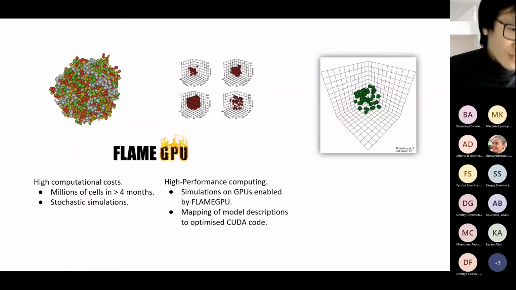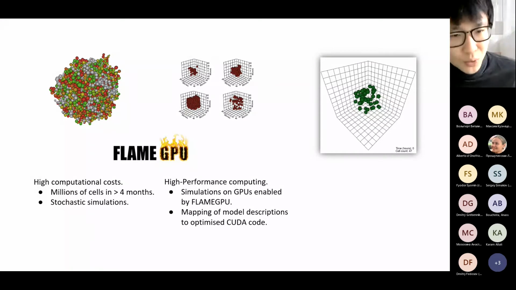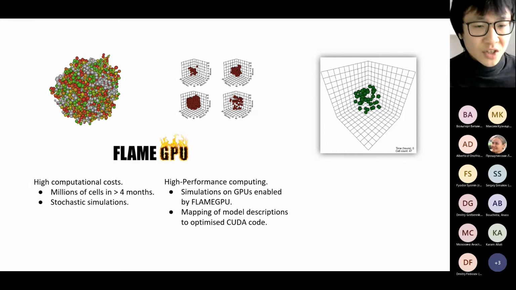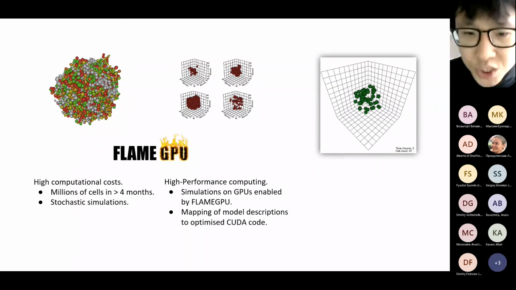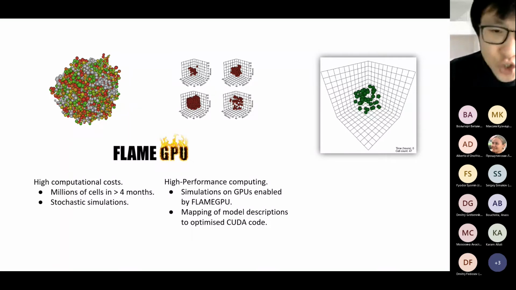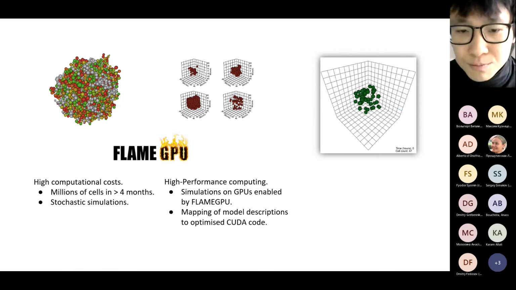So I know you may wonder, wow, I'm looking at millions of cells of agents, and I'm simulating their evolution in the course of 4 months. The model is stochastic, so I need to repeat the simulations over and over again. So it's so expensive. How did you do it, Ken? And I use high performance computing. I ran the simulations on GPUs enabled by a software called Flame GPU developed at our university.